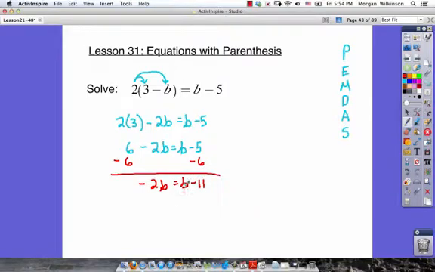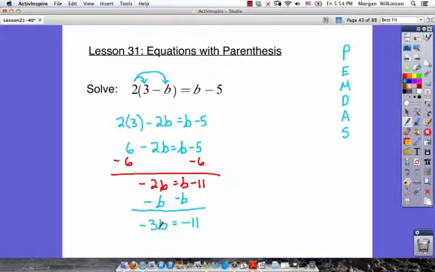Then we've got to move this b over to that side. So the opposite of positive b is negative b. So we've got a negative b, we've got a negative b, and we can go ahead and solve. Negative 2b minus 1 more b would be negative 3b. So we get negative 3b is equal to negative 11. We've almost figured out our answer.